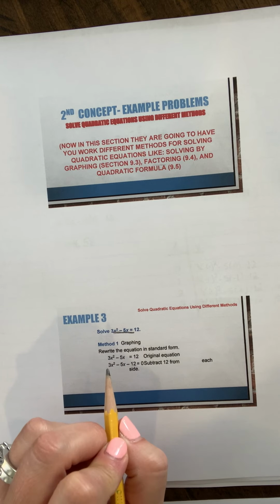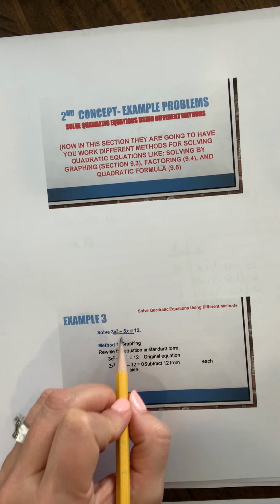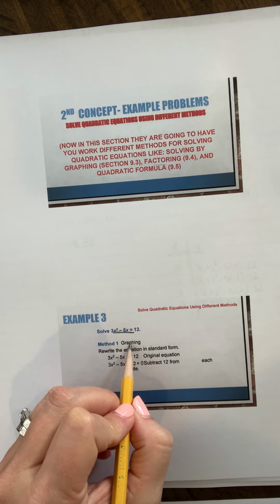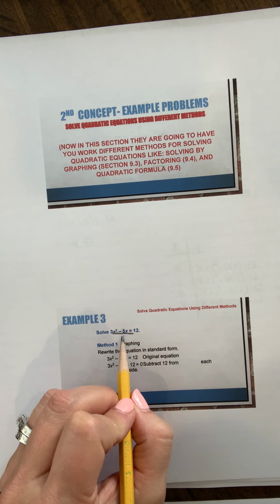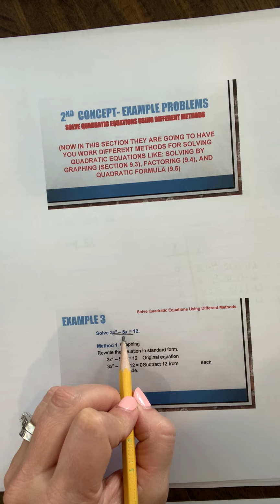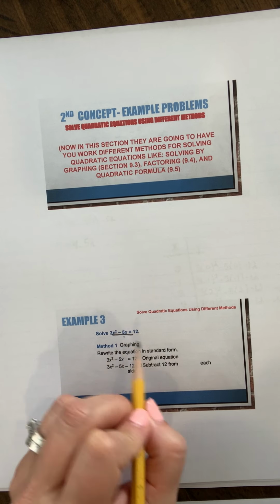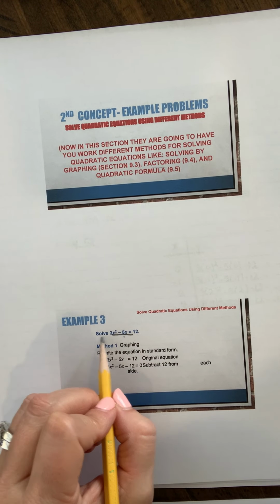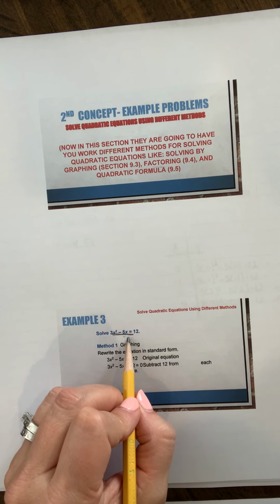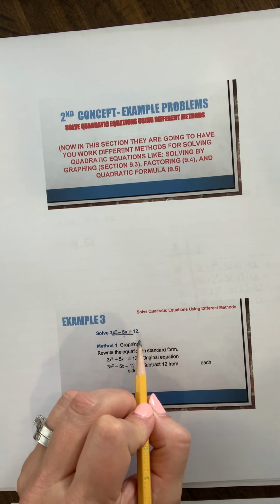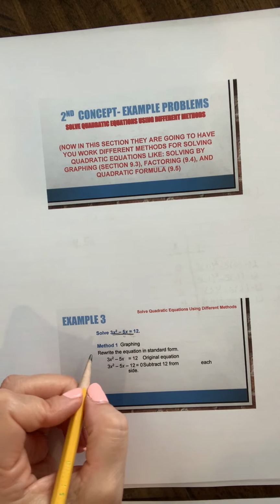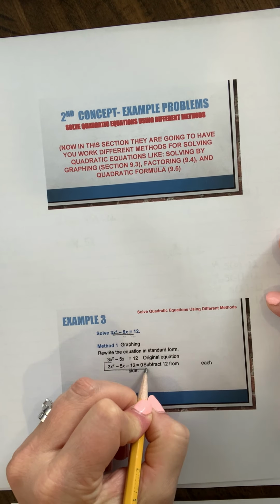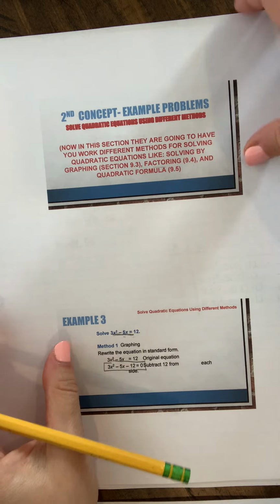So the first way they want you to solve this is by graphing. It does not matter the method you choose to use, you have to put the quad in standard form before you can do anything. No matter which method you use, you always have to put it in standard form. And this is not in standard form. I've got to subtract the 12 and move it over. Now this is standard form, so now I can start solving.